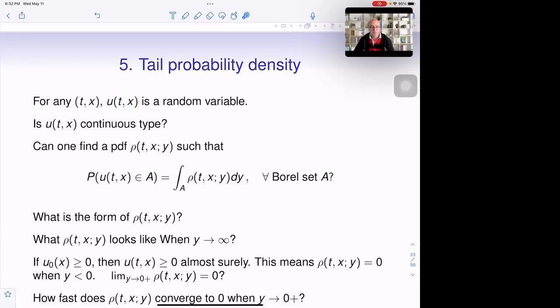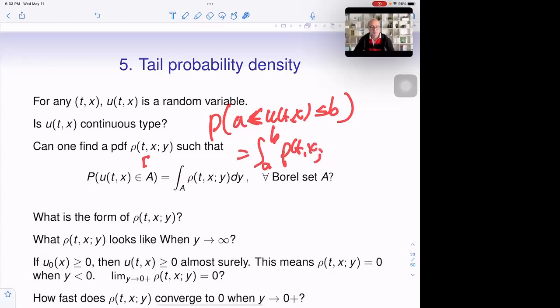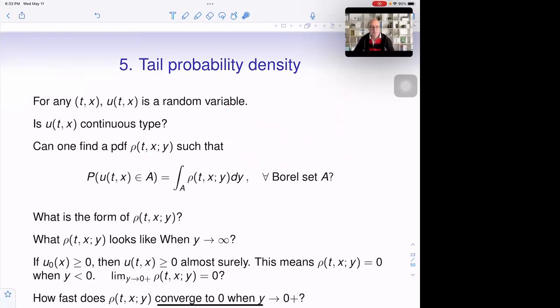But is this random variable continuous type or discrete type? What is the probability density of that? If this is continuous type, probability density means this. Can you find the p_t(x,y) for this one? Can you find a function of y so that this one is equal to this? For example, the probability that a is less than or equal to u_t(x) less than or equal to b, is this equal to the integral from a to b of rho_t(x,y) dy? Can you find a rho like this?